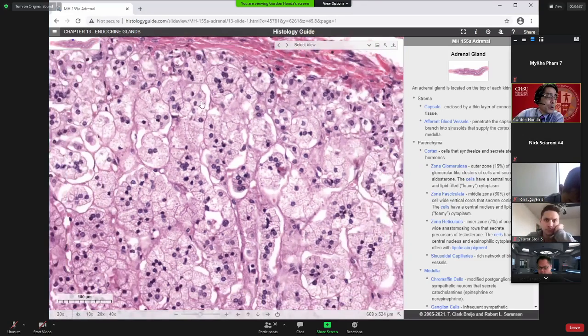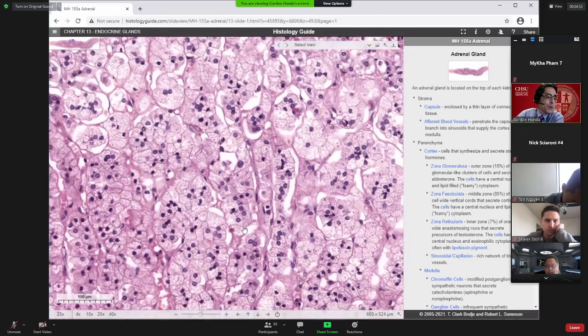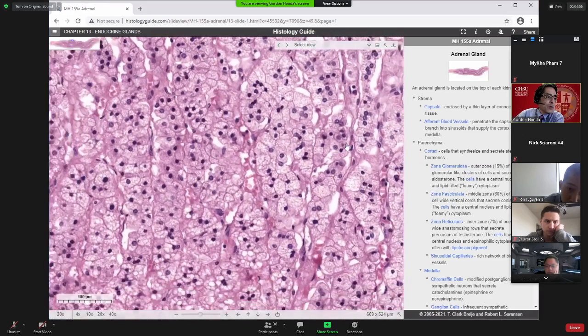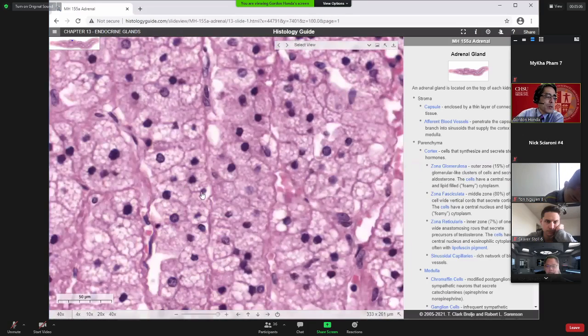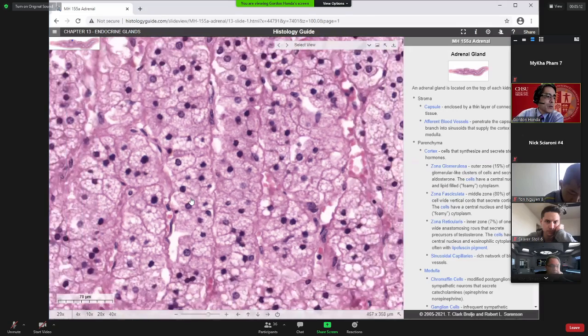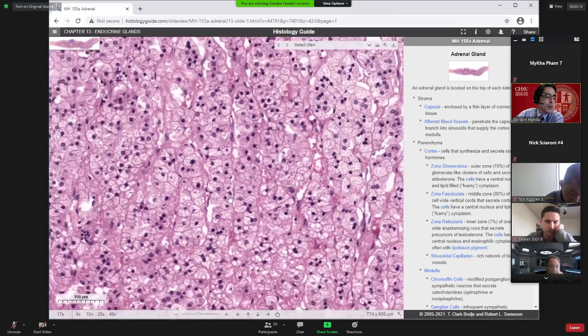So this is the glomerulosa layer. Again, they're forming these kind of circular clusters. And the main hormone produced here is aldosterone, which is involved in salt regulation. Now, if you go further down, we kind of start going more into these linear collections. So this is the fasciculata zone here. And again, these cells are very bubbly in appearance, very similar to a granulosa cell. So the reticularis also has the same bubbly cytoplasm.